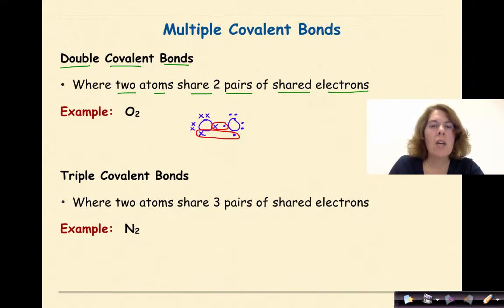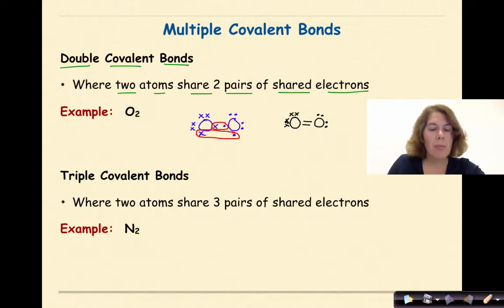So we could see it's sharing 2 pairs of shared electrons for a total of 4 electrons shared. Now, what you might see in terms of a structural formula of this, which we'll get onto later, but you might see this more commonly as an oxygen double bonded to another oxygen. We'd only see the lone pairs being shown here, and the shared pairs would be represented as lines.